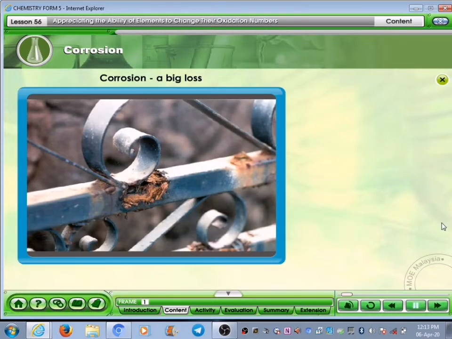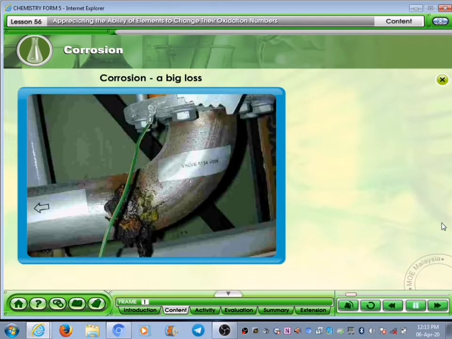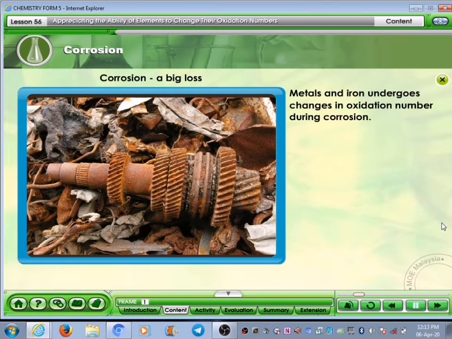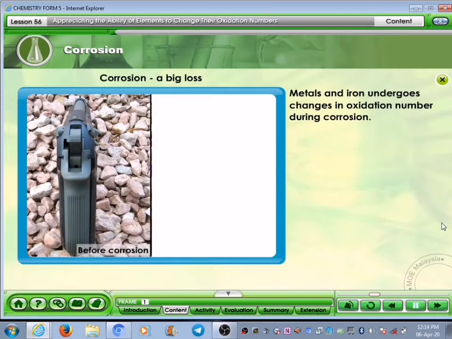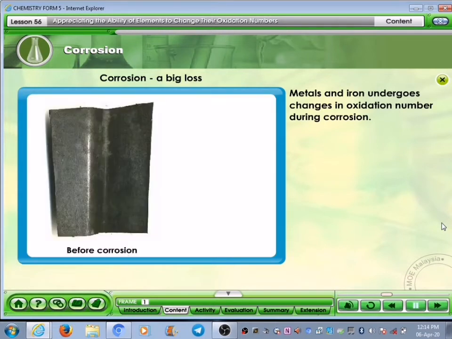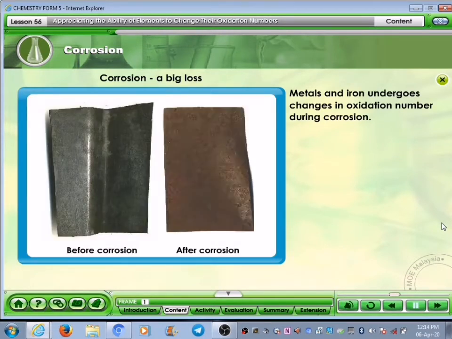Millions of ringgit are lost each year because of corrosion. Much of this loss is due to the corrosion of iron and steel, although many other metals may corrode as well. Unfortunately, rust is a soft, crumbly substance that soon flakes off. This will then expose the remaining iron metal to further corrosion.